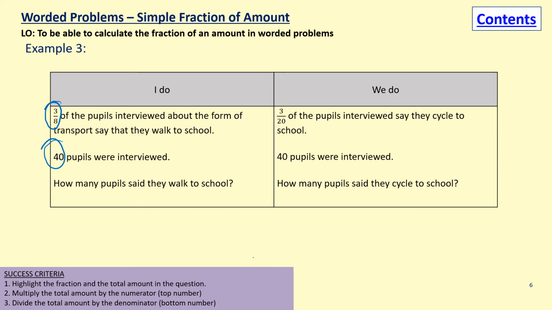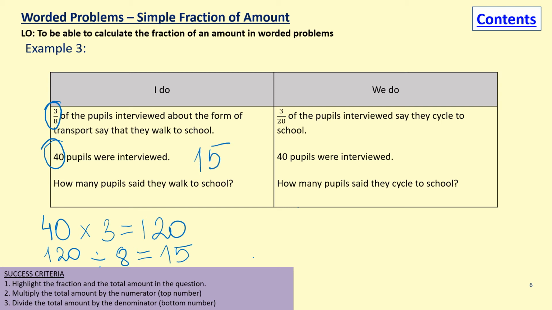I'll do multiply, although division will give us exactly the same answer if we divide first and then multiply. So I take my amount, multiply it by the numerator, which is the top number. That gives me 120. Then I take my 120 and divide it, that's step 3, by the denominator. What is 120 divided by 8? That gives me 15. So the final answer is 15 people said they walk to school.